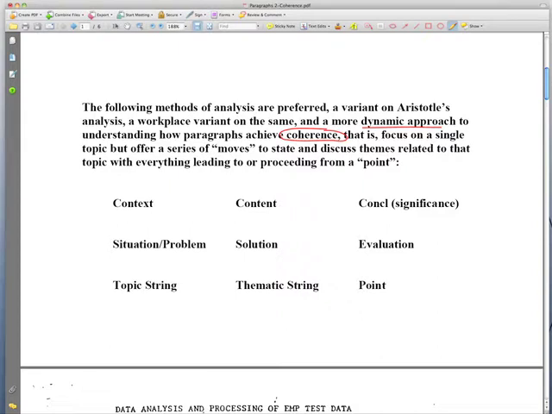Here we're talking about how ideas develop, so that we focus on a single topic, but there's a series of moves that both state and discuss themes. That's this one down here. We're going to call it topic string, thematic string. The string means there are phrases or words associated, and what they do is they lead to a point. But first, let's look at context, content, conclusion.